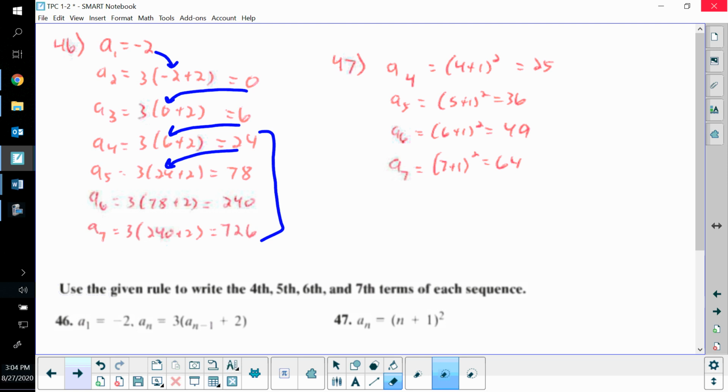Now 47 is explicit because it does not have an a sub n minus 1, so we just directly sub in the terms we want. So sub in 4 to get the 4th of 25, sub in 5 to get the 5th, 36, and then 49 and 64.